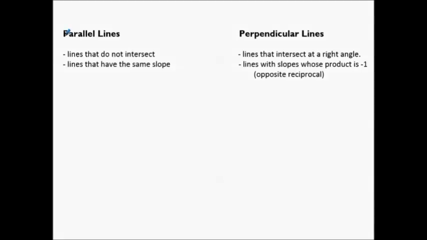We are going to review parallel and perpendicular lines. Parallel lines are lines that do not intersect, so they go in the same direction. An example of what parallel lines would look like are two lines that do not intersect and go in the same direction.